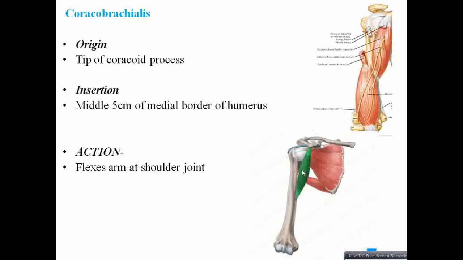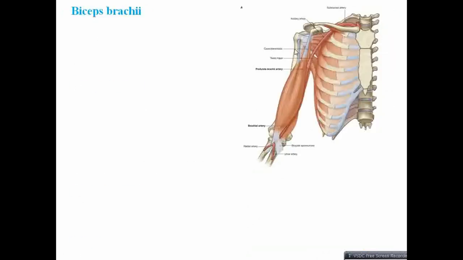So it is crossing the shoulder joint anteriorly, so it can cause flexion at the shoulder joint. Nerve supply: musculocutaneous nerve supplies coracobrachialis. The next muscle, biceps brachii. Bi means two, so it has got two heads. Origin: it has got a short head and a long head.